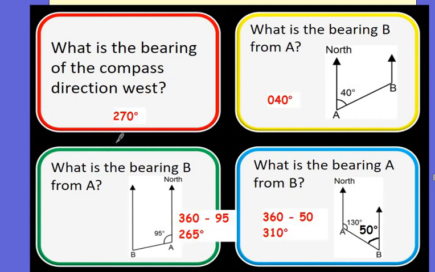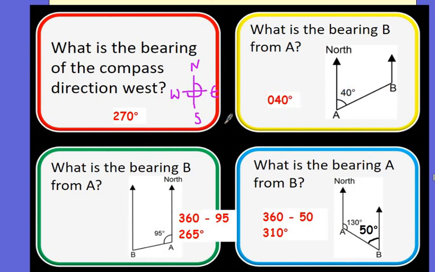And these are the answers you were looking for. West is 270 degrees clockwise, because if we draw north, south, west, east, we need to go all the way around 270 degrees, so that's your bearing. This one was 40 degrees, but we needed it to be 3 figures, didn't we, Rowan?